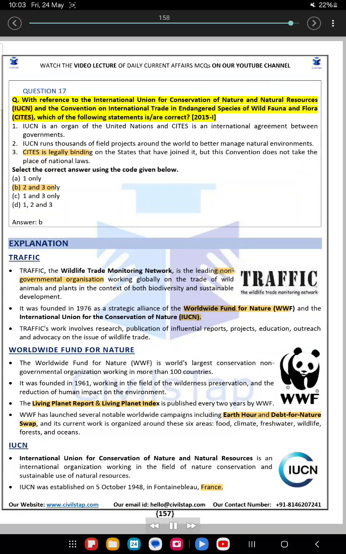With reference to the International Union for Conservation of Nature and Natural Resources, IUCN, and the Convention on International Trade in Endangered Species of Wild Fauna and Flora, CITES, which of the following statements are correct? 2015 I. 1. IUCN is an organ of the United Nations and CITES is an international agreement between governments. 2. IUCN runs thousands of field projects around the world to better manage natural environments. 3. CITES is legally binding on the states that have joined it, but this convention does not take the place of national laws. Select the correct answer using the code given below.